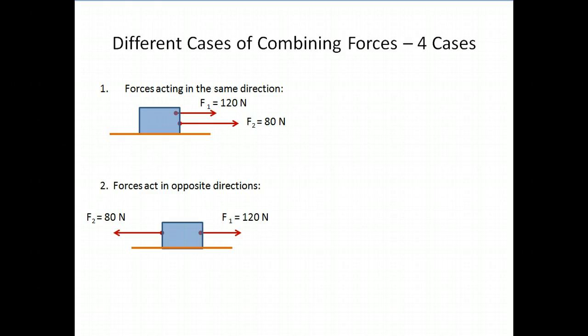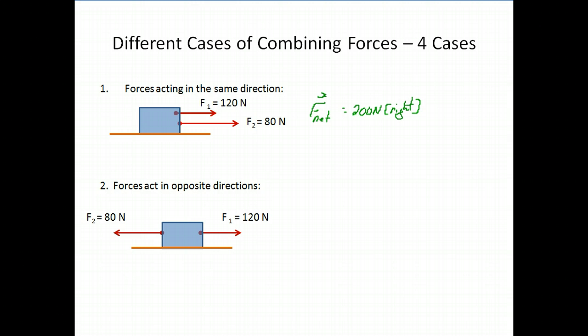Okay, different cases of combining forces, and there's 4 cases in which a force can be combined. Number 1, we can have 2 forces that act in the same direction, and when we have 2 forces that act in the same direction, we'll just add them together. So here force 1 is pulling at 120 newtons, force 2 at 80, so then the net force, and this is a vector, would be adding both of these together. So you would have 200 newtons. In this case, we'll say it's moving to the right.